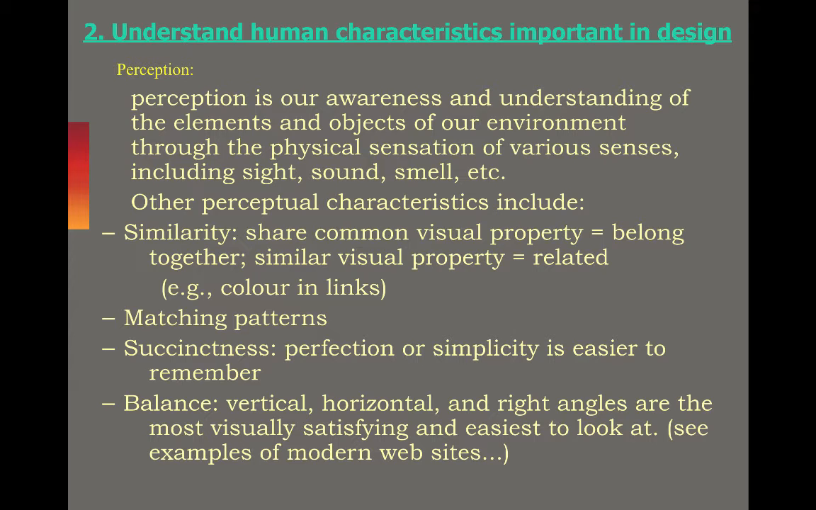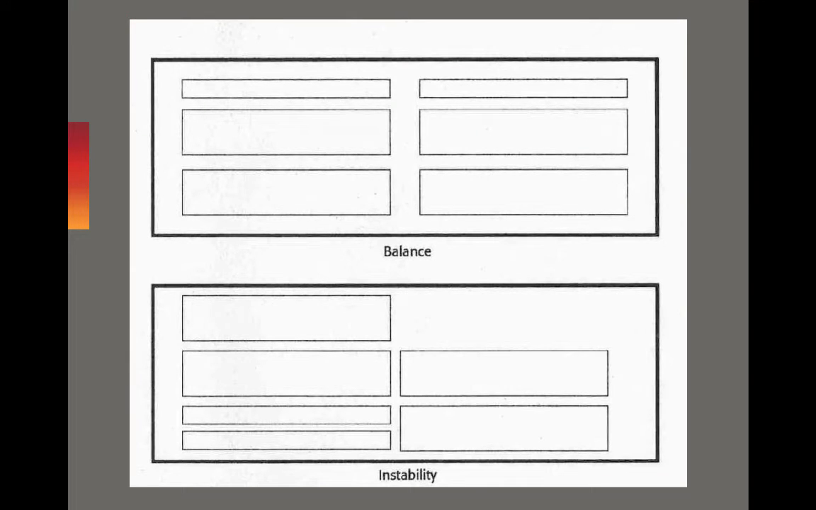The aspect is succinctness, right? So you want your website to be simple and things to be easy to remember, features to be easy to remember. You want your website to be balanced, right? And we look at examples of what balance means. If you look at the top screen there, which has 6 objects, it is a picture of balance. And when we look at the lower screen, it's a picture of imbalance or instability. And when you stare at the lower screen for long enough, you can sense instability, right?